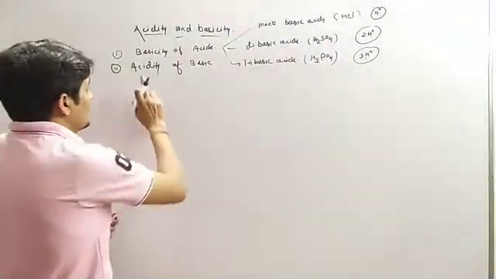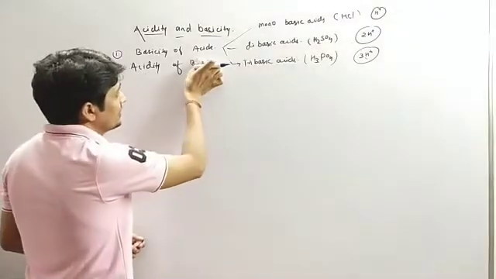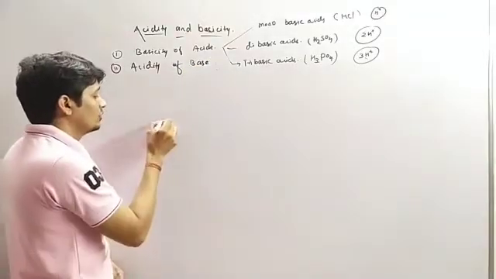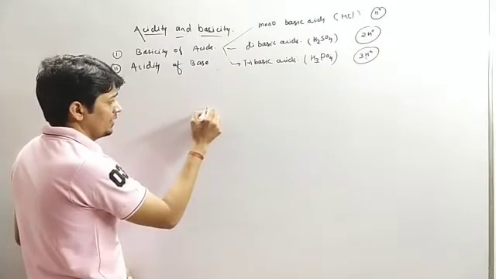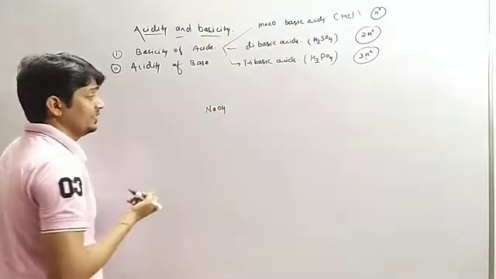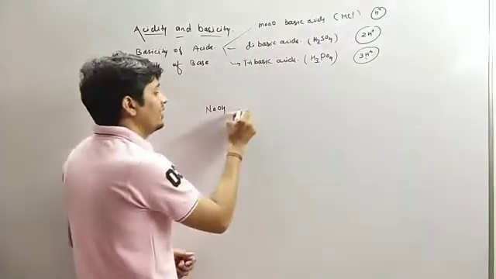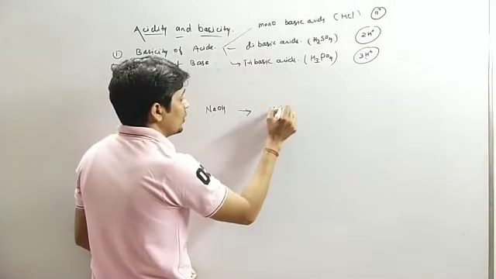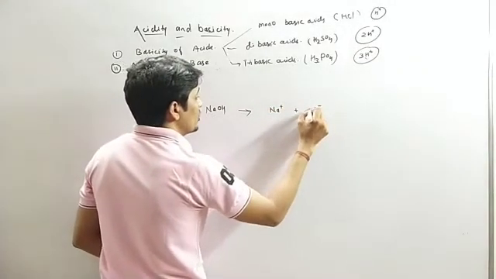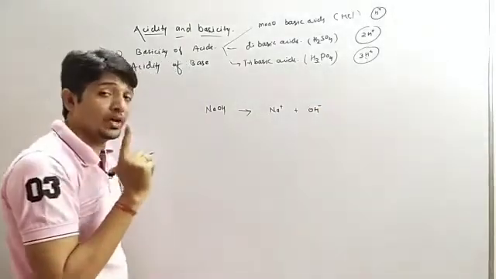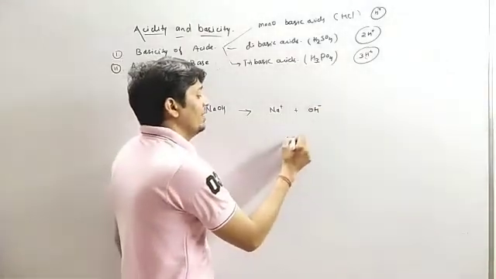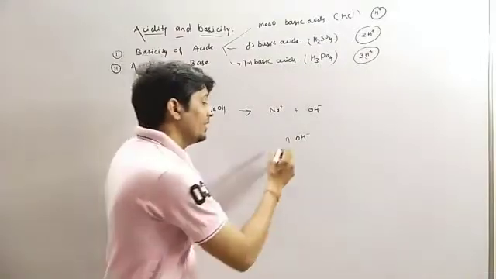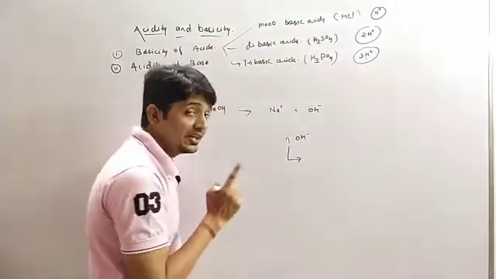So now we will understand the acidity of bases. Like we have NaOH, sodium hydroxide. When we dissolve sodium hydroxide in water, we get Na positive ion plus OH negative ion. So here we are getting one OH ion. So we can say n OH ions, where n is the number of OH negative ions. This n is called the acidity of the base.